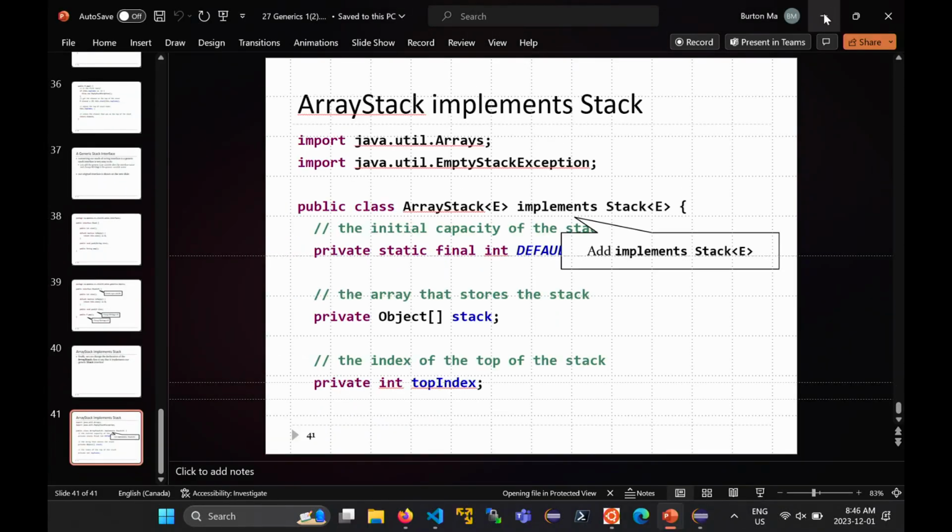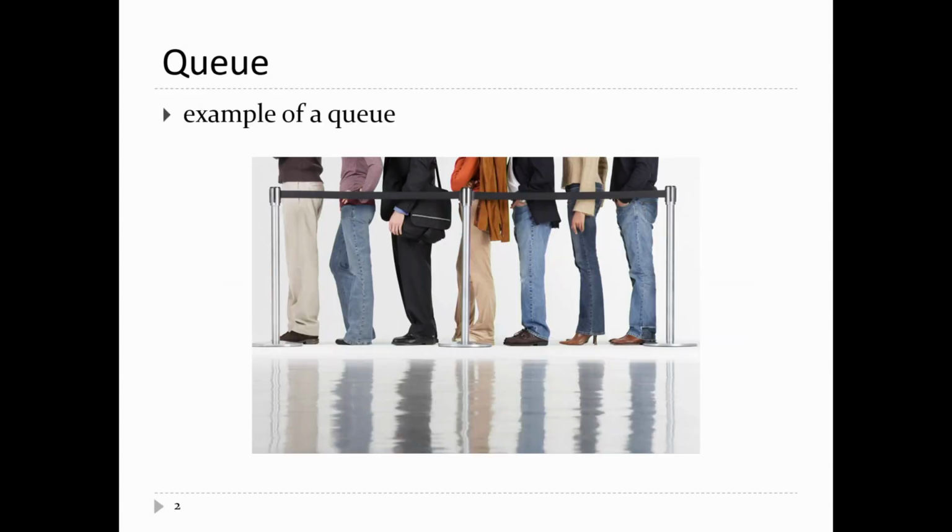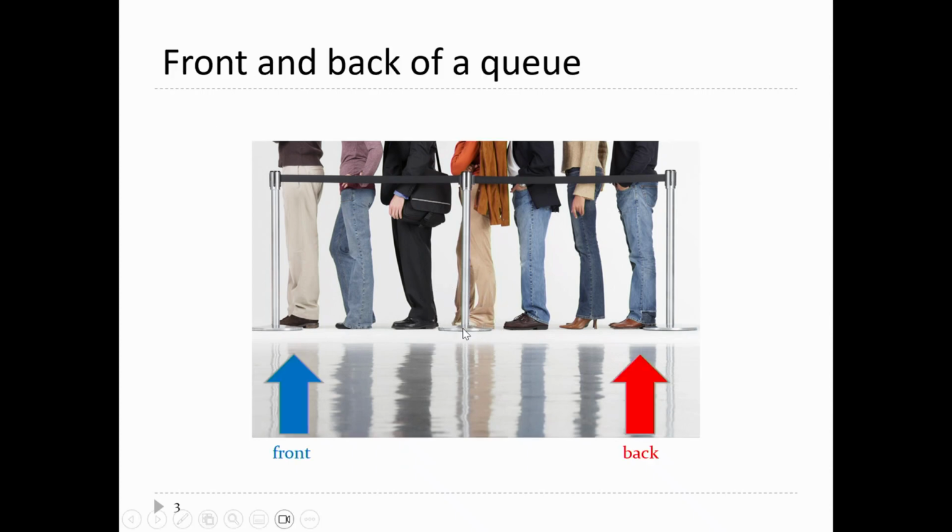All right, so more generic stuff. This is lecture deck 28 now. We're going to look at another data structure that we haven't looked at yet, something called a queue, which is closely related to a stack. So that's an example of a queue. This is a queue of people. In a polite queue, there is the notion of the front of the queue, the person at the front, and there's a notion of the back of the queue.